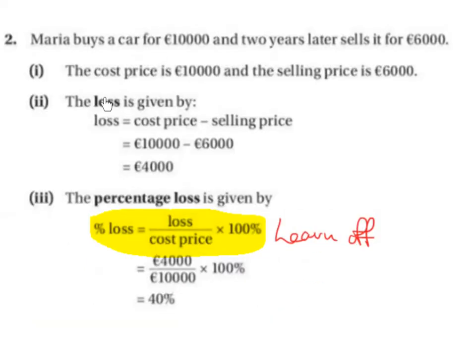You need to know that loss is going to be cost price minus selling price. And to get percentage loss, it's going to be the loss divided by the cost price times 100%. Again, you need to learn this formula off.